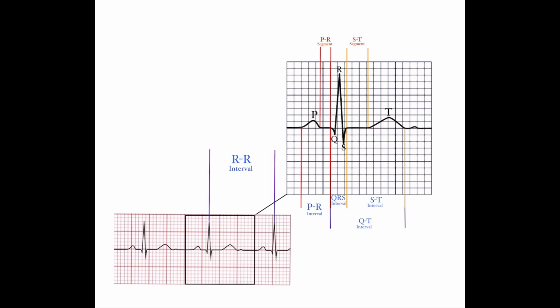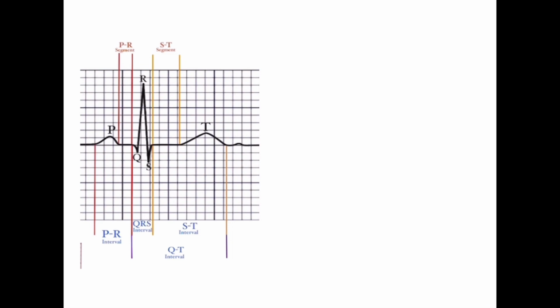Now let's learn how to measure these intervals. Count the small squares of the interval that you wish to measure and multiply it with 40. You will get the answer.